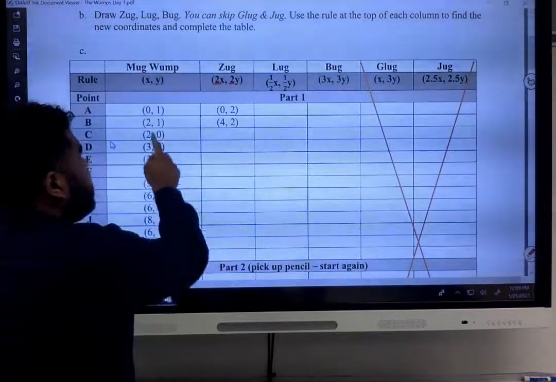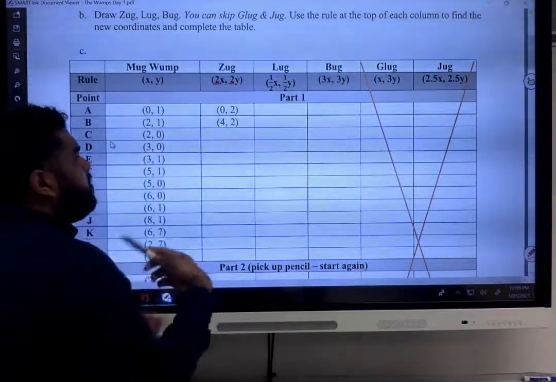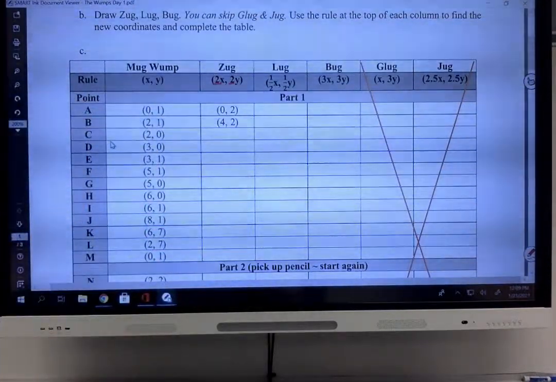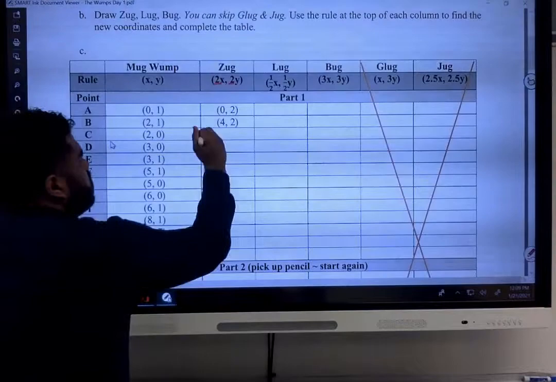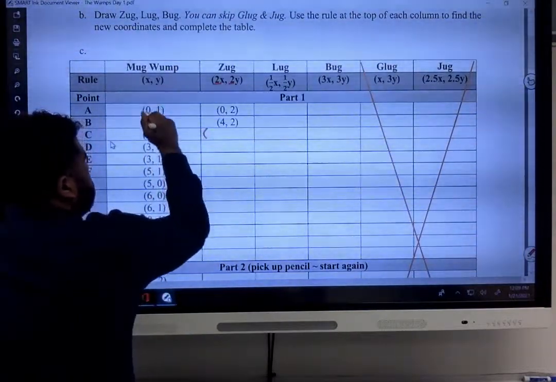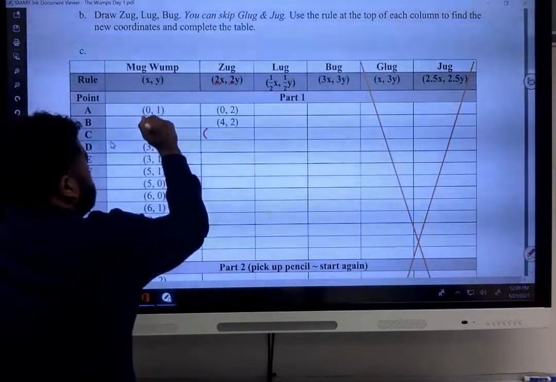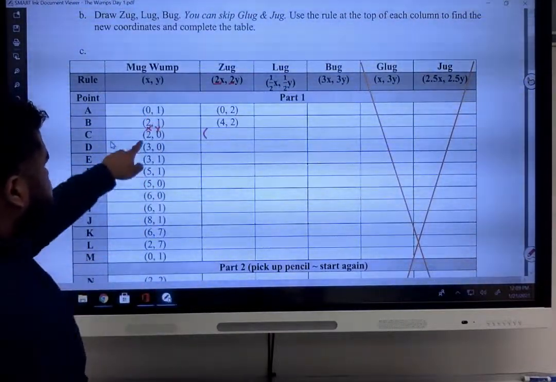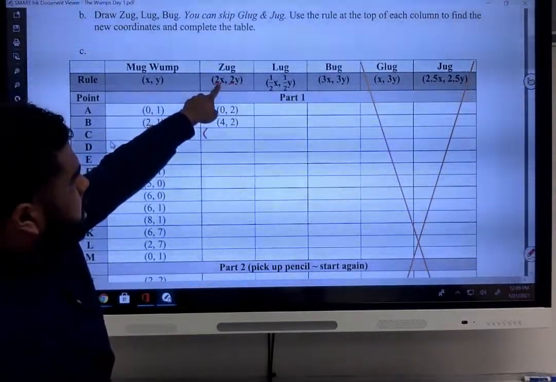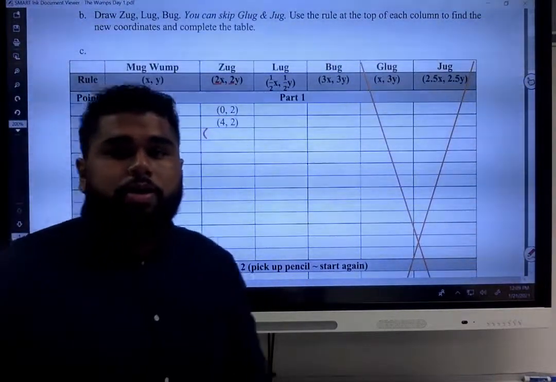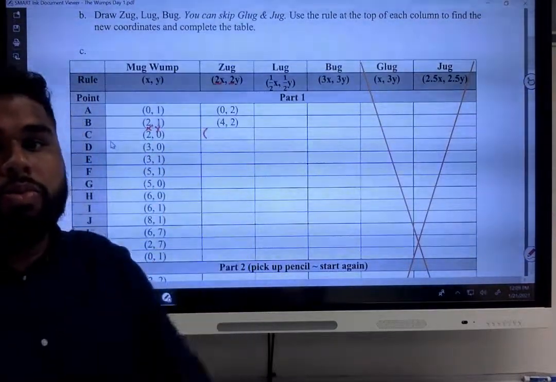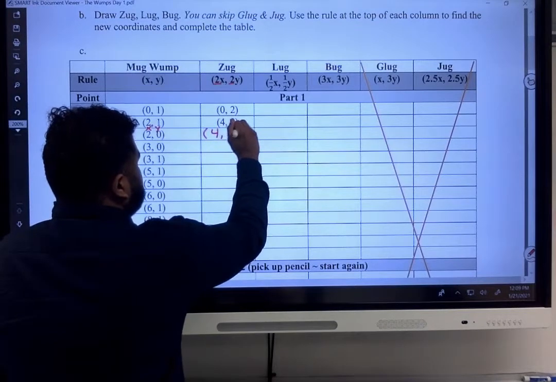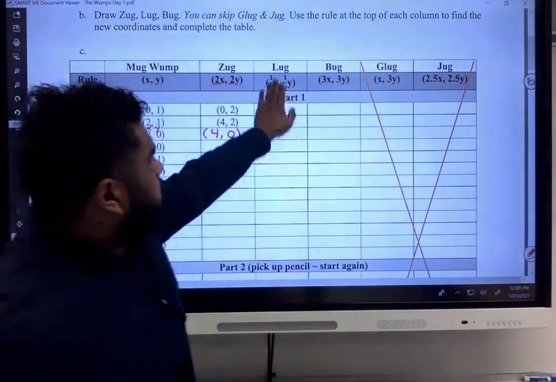All right, same thing right here. 2 times 2 is going to be 4. 2 times 1 will be 2. All right, so for instance, on C, we're going to take our x value, which is 2, and then it's telling me right here to multiply my x value and my y value by our scale factor, and in Zug's case, that's 2. All right, so 2 times 2 would be 4. 0 times 2 would be 0. Okay, and you're going to do that for Lug and Bug.